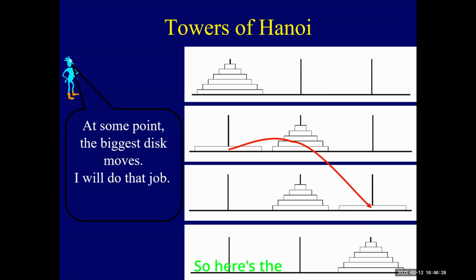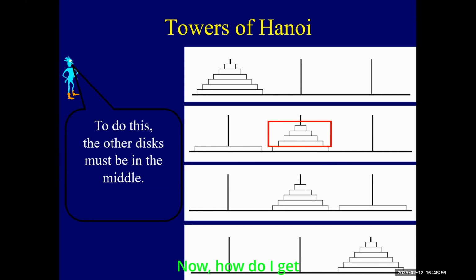So here's the entire algorithm. I know at some point I have to move the big disk from the source to the destination, right? And when I do that, where are all the other disks? N minus 1 disks must be in the middle, the spare, right? So the work I personally do is moving that big disk, right?